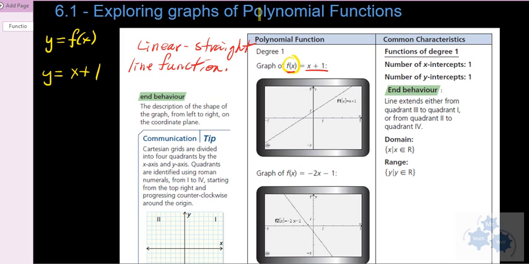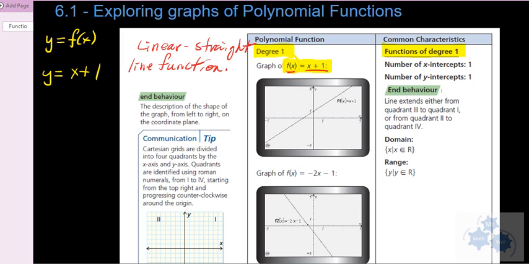And I want you also to notice this right here, that a linear function has a degree of 1. Okay, a degree of 1. So why don't we talk about what a degree is? When we're looking at polynomial functions, there will be functions of varying degrees. Each function that's written will only be one degree, okay? It can't be multiple degrees at once.